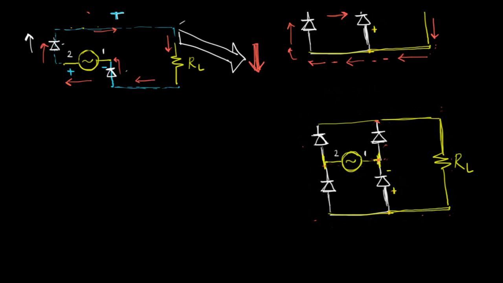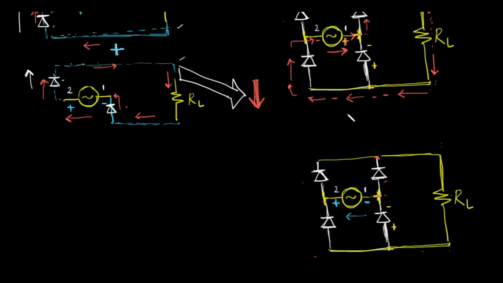Okay, so in the negative cycle, terminal 2 is more positive than terminal 1. So the voltage source will try to supply current in this direction. Now we will just repeat the arguments that we had in the previous circuit.